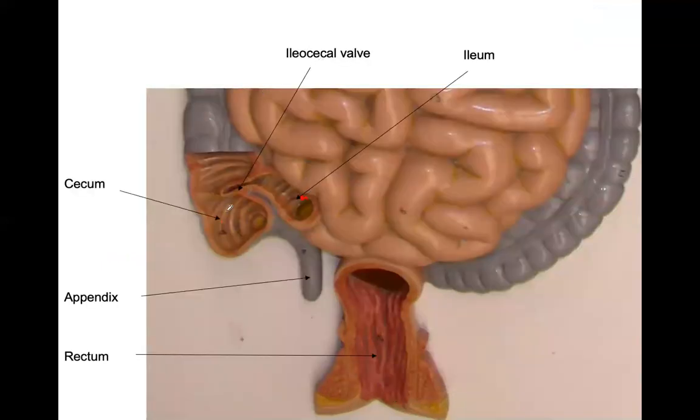It's called the ileocecal valve. Again, it's a region where the ileum connects to the cecum. So that's about it for our digestive system.